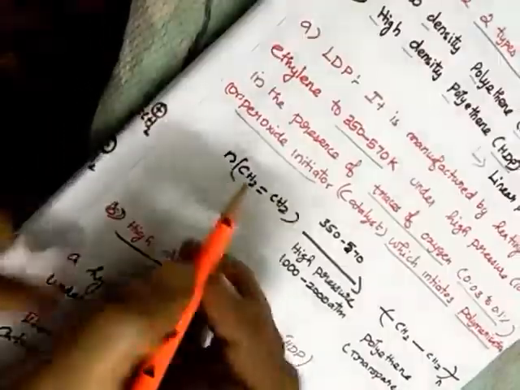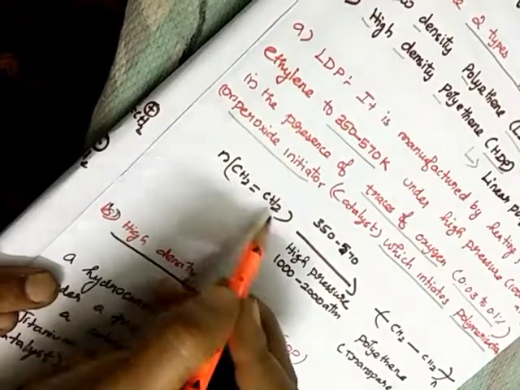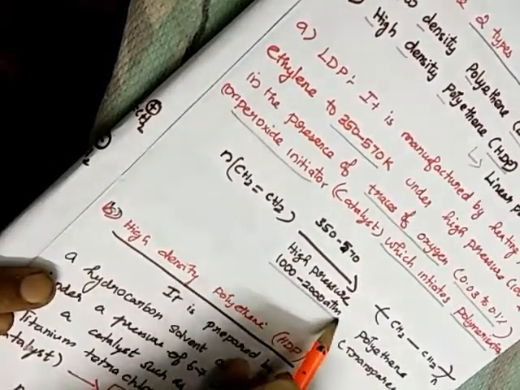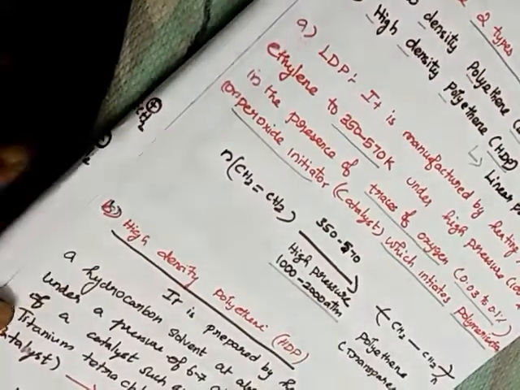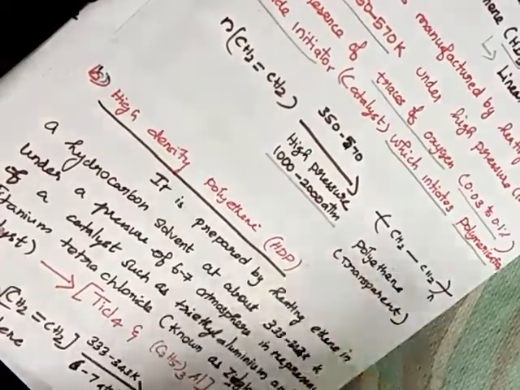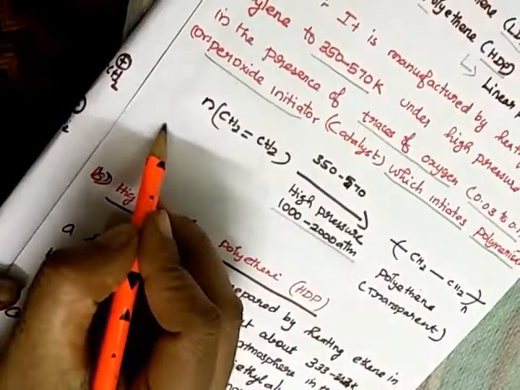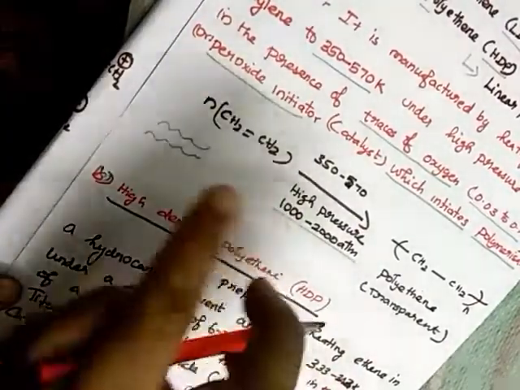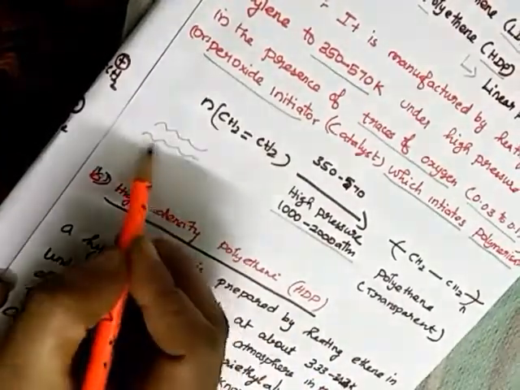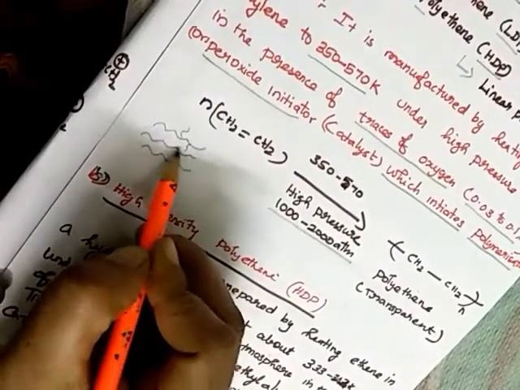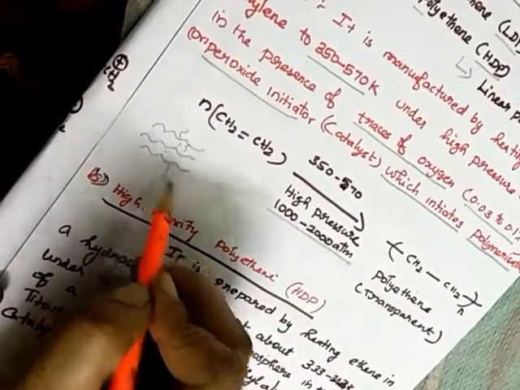Right. Now we take n molecules of ethylene at 350 to 570 Kelvin under high pressure. High pressure is required. In this way we prepare polythene. What is the specialty of LDP? When we discussed LDP, I told you already that LDP comes under branched chain polymer, right? This is a branched chain. Is it clear, children?